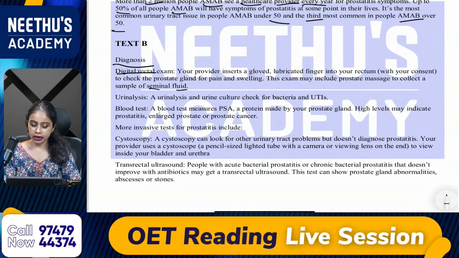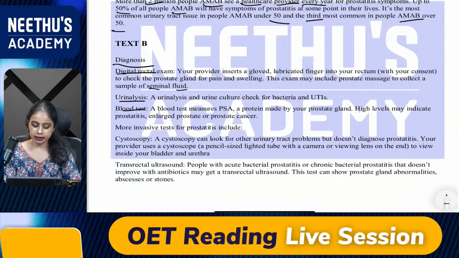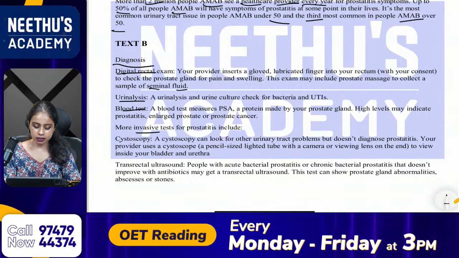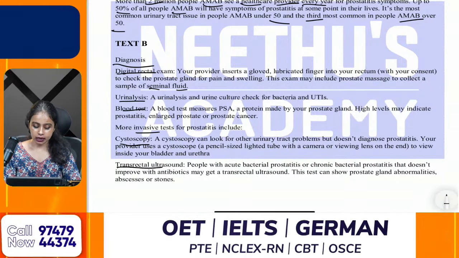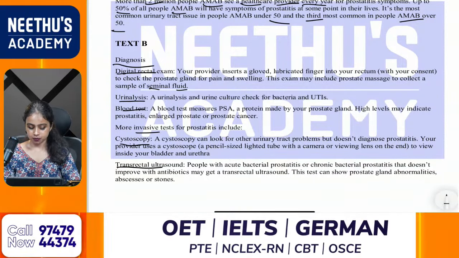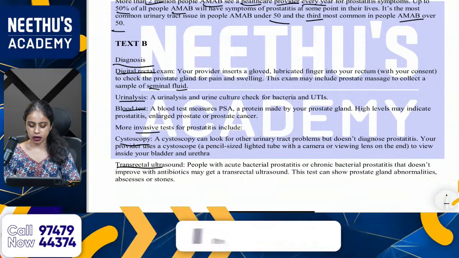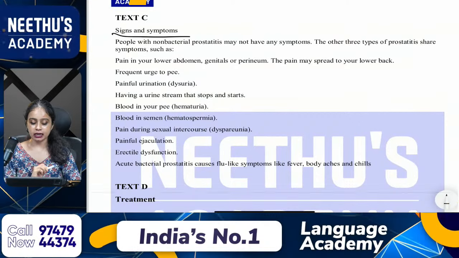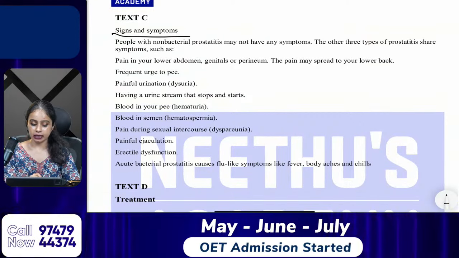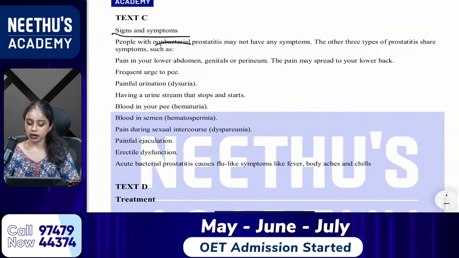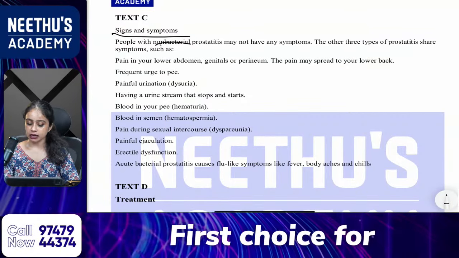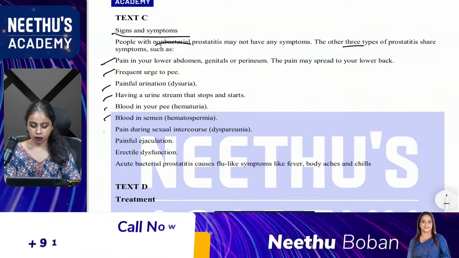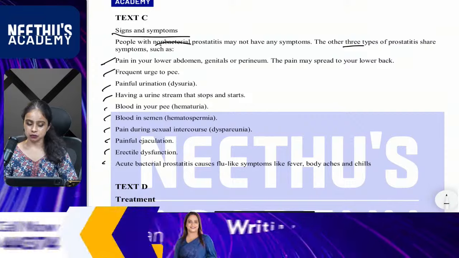Then urine analysis, that is the second procedure. Then blood test, then more invasive tests: cystoscopy as well as transrectal ultrasound. So these are the procedures. Now we are moving to text C. It's all about the signs and symptoms. People with non-bacterial prostatitis may not have any symptoms. The other 3 types of prostatitis share symptoms such as these. A lot of symptoms are mentioned.